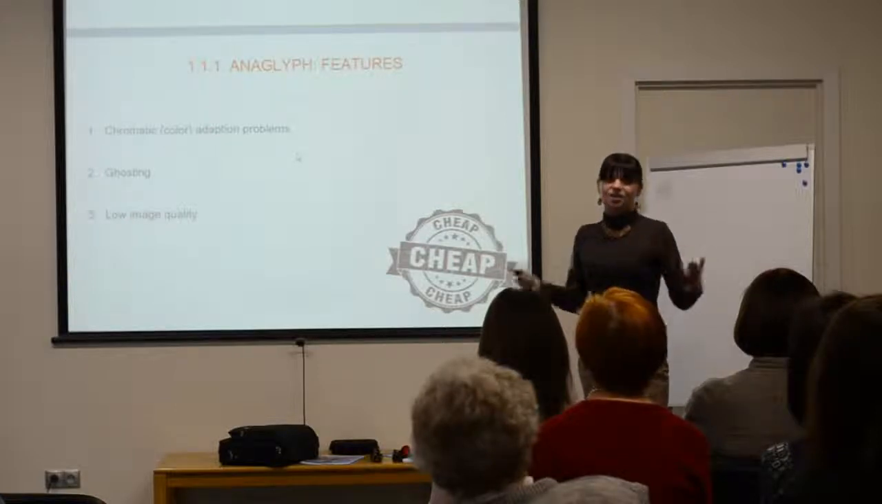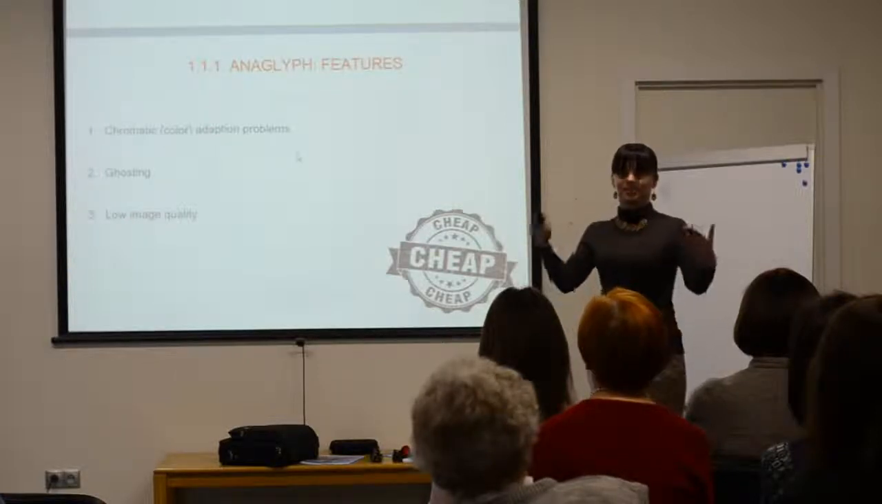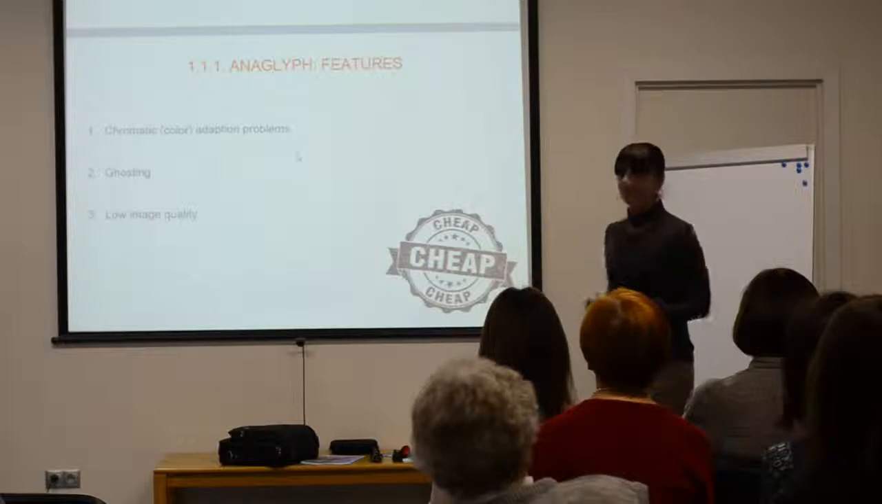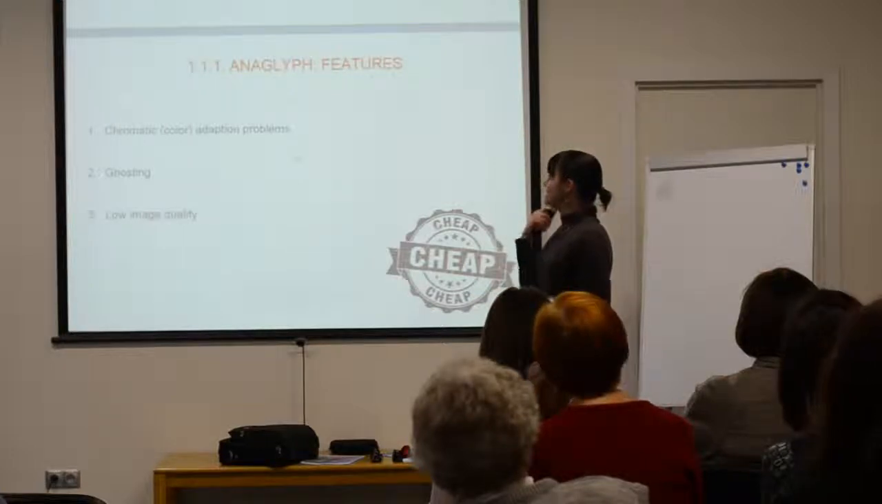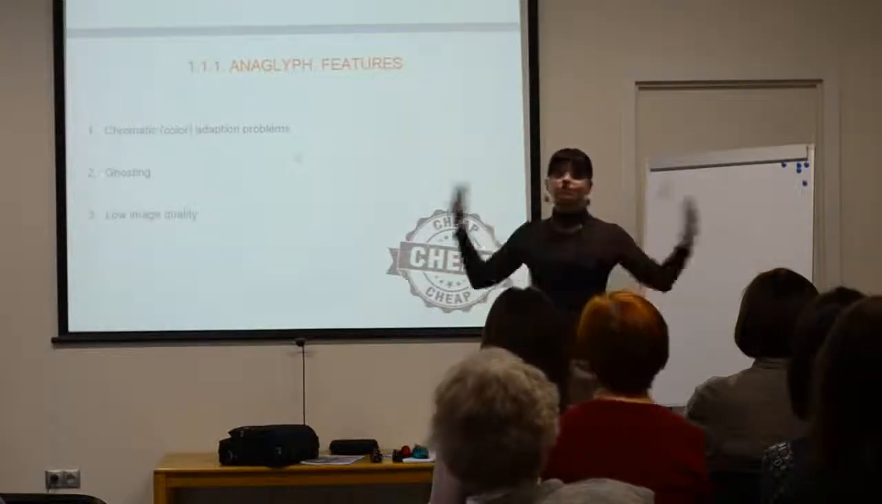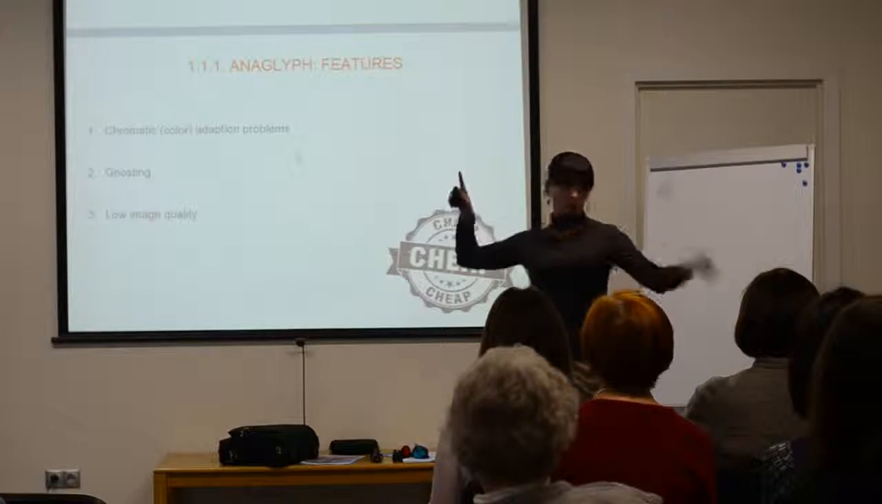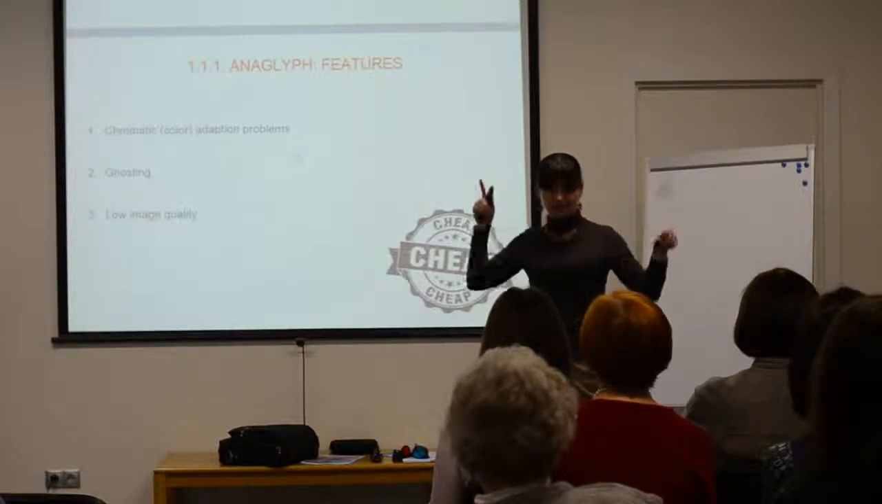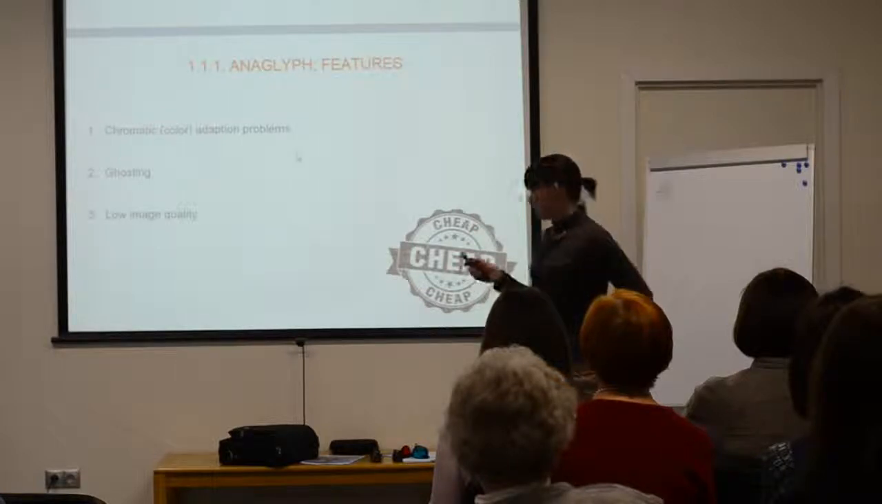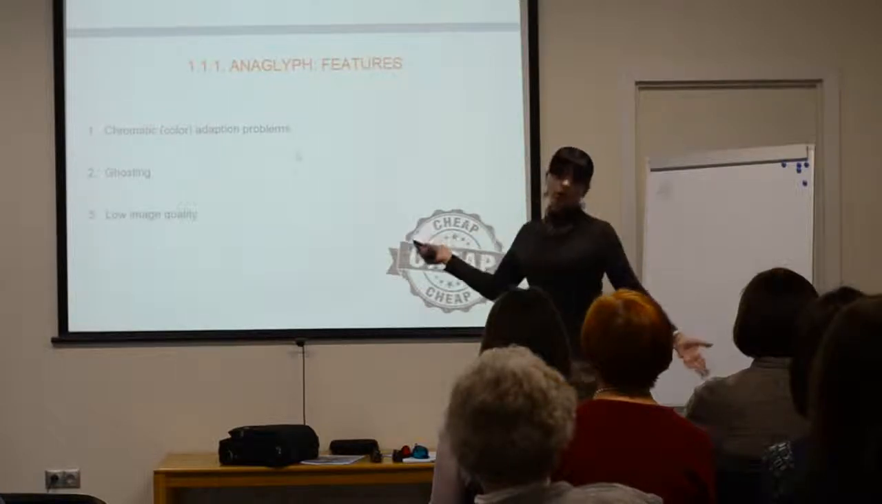Ghosting, like a ghost, something that you see which doesn't exist. These are so-called crosstalks, a technical term, some optical interferences that you might see here or there. They distract your vision, but they don't exist. This is a bad thing about stereoscopic projection in video. And of course, low image quality.